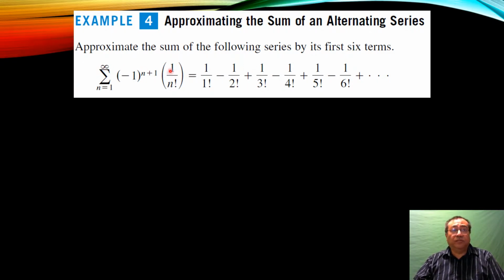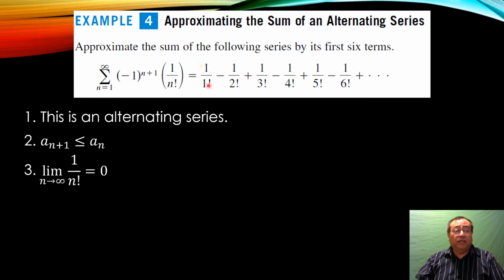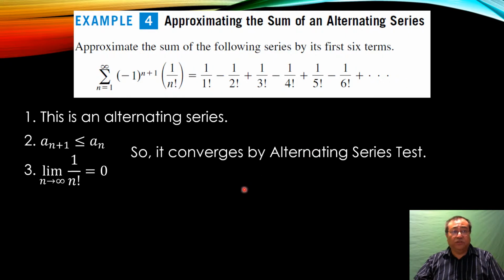So we're going to approximate the sum of the following series. This is one you haven't seen before, huh? All right. So this is an alternating series, and at this level there's no way to get an actual sum for this. So the best we can do is approximate it. It's an alternating series, and A sub n plus 1 is less than or equal to A sub n. You can see that, right? 1, 1/2, 1/6, 1/24, 1/120, 1/720, and so on. And definitely the terms are going to 0, so it converges by the alternating series test.